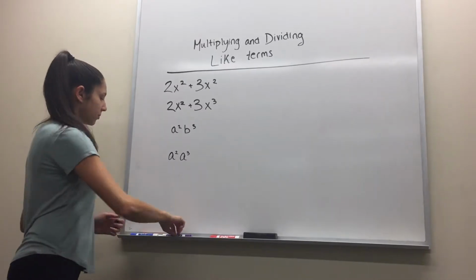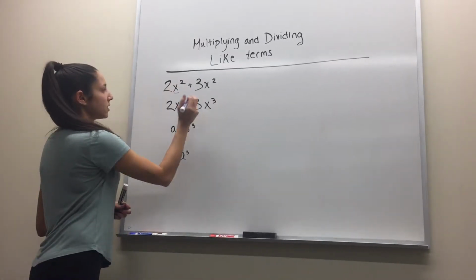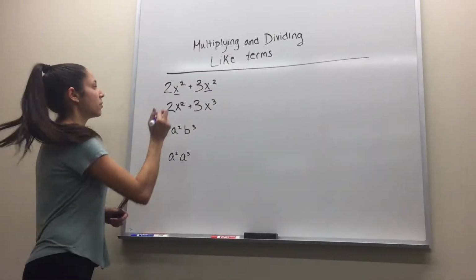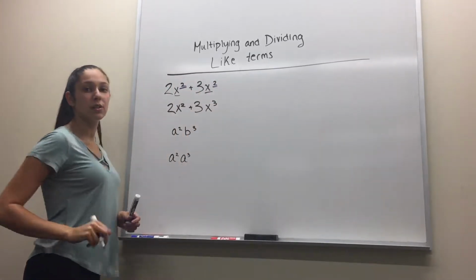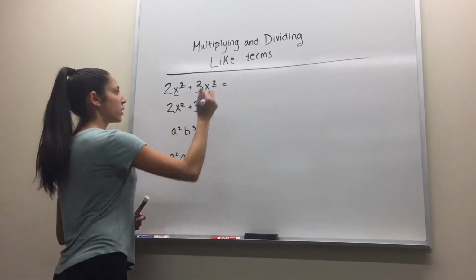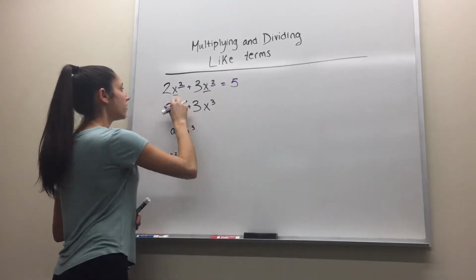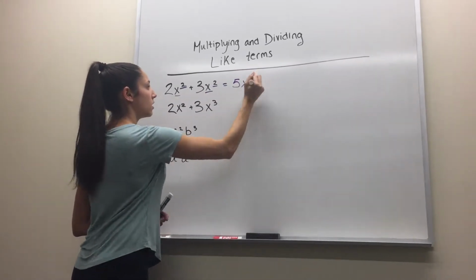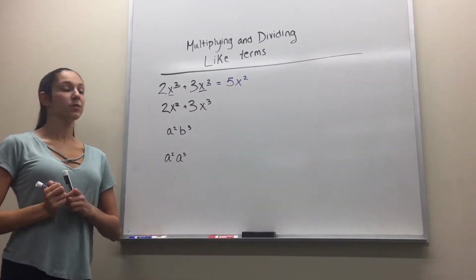In this case, we have x and x, so good, our variables are the same, and we have a squared and a squared. So our exponents are the same. So we can add these together. And we add the coefficients. We get 2 plus 3, which is 5. And then the x squareds come along. So we have 5x squared for this term.